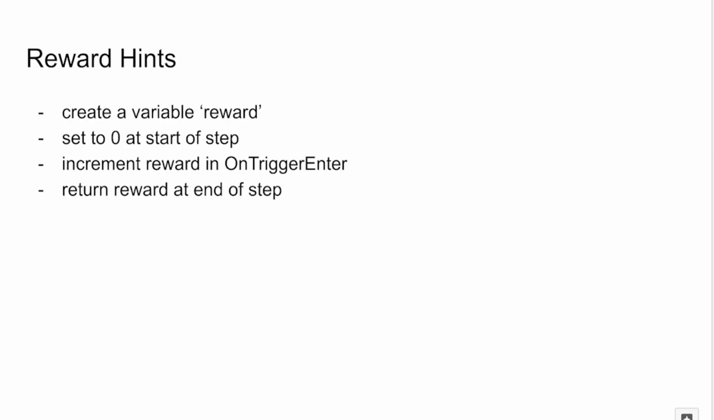All right, let's have a look at the hints. We can create a variable reward. We'll set it to 0 at the start of the step. In the step, we're then calling simulate. If we return the reward at the end of the step, then we will have taken account of anything that happened during that simulate step. We can increment the reward in onTriggerEnter. That onTriggerEnter will run during the simulate, and therefore by the end of our step function, the reward will have incremented if we collided. If you would like to attempt the task, please pause the video.